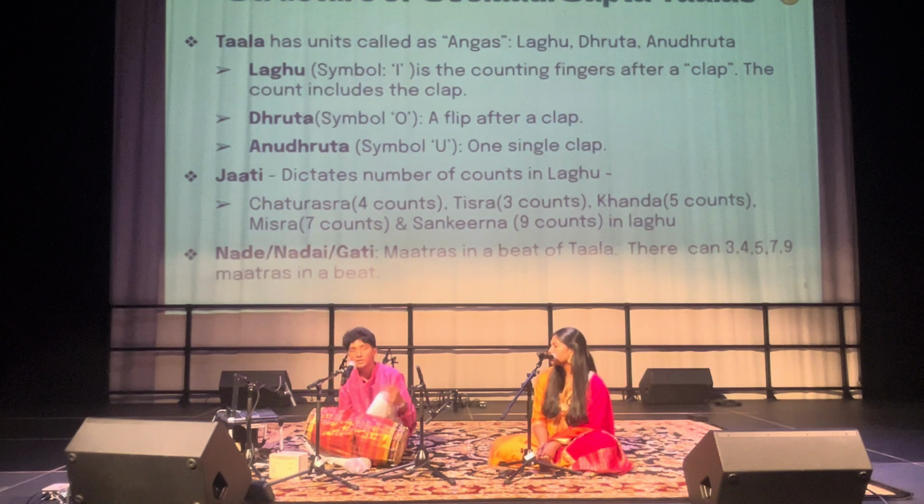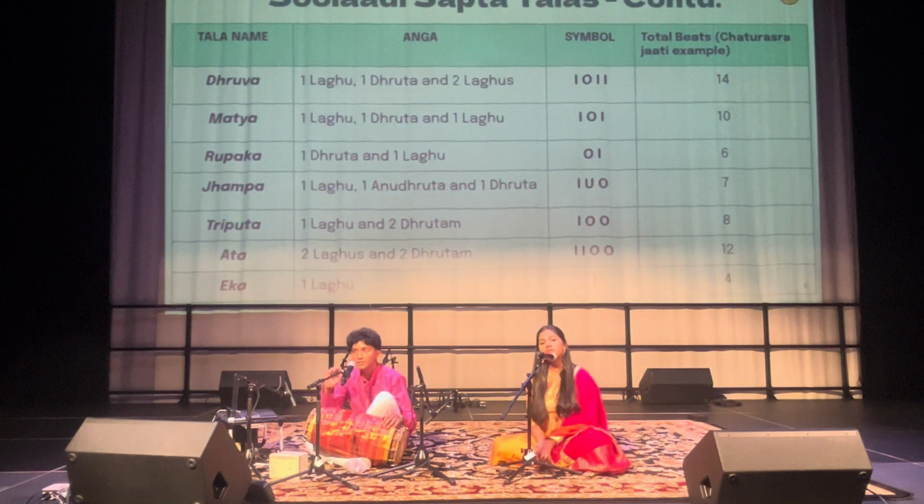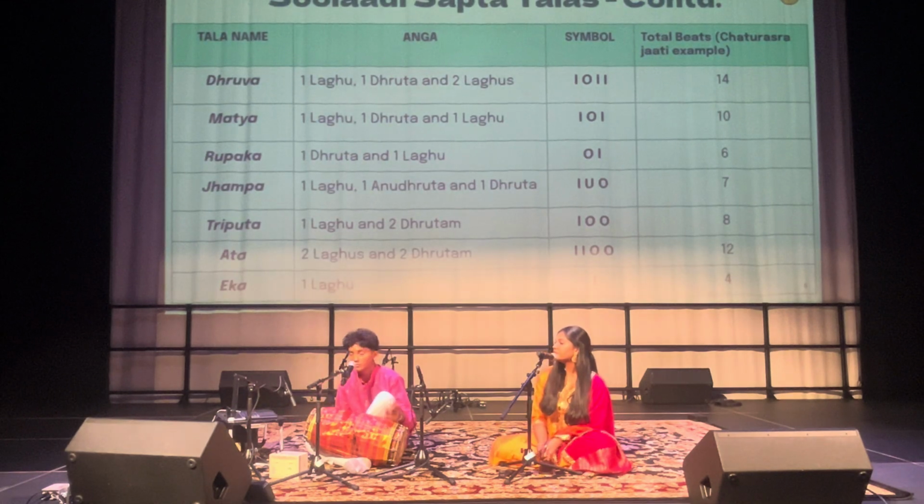So there we have the 2 factors that affect the rendition of the Sulali Saptatalas covered. Now we can move on to the 7 Sulali Saptatalas. So going straight up the top of the list, we have Dhruvatala, which has the angas Lagu, Druta, and 2 lagus in that exact order. This can be represented with the symbol 1, 0, 1, 1. When rendered in Chaturasha Jati, there are 14 total beats.